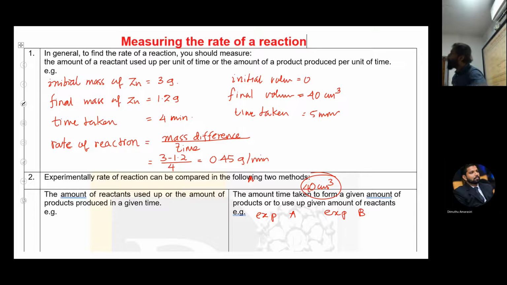Like this, what we did for the athletes, the time taken for the athlete to run. That's one way. Now let's say experiment A happens in 10 seconds. Experiment B happens in 15 seconds. What's the fastest one? Experiment A. Is that clear? Right. There is another way.